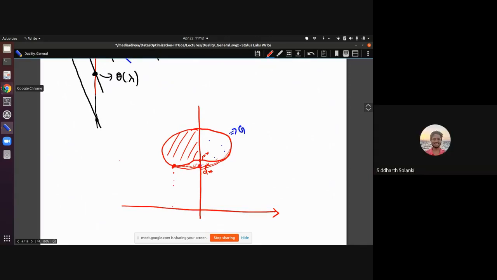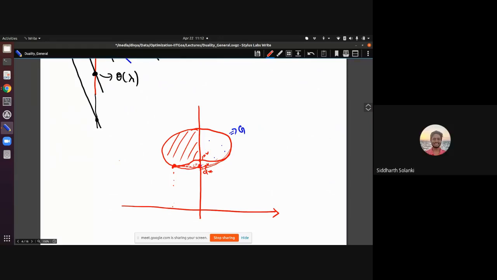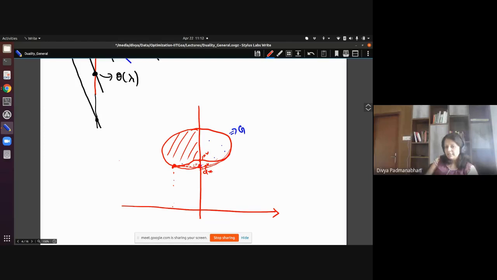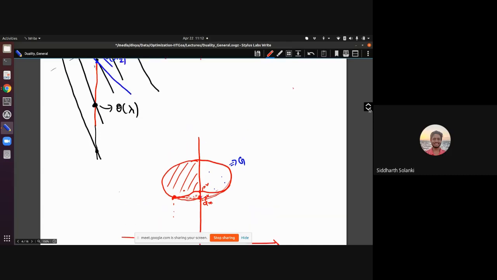Ma'am, D can lie anywhere in that part, the left side of the y-axis. So you mean this D star? No, ma'am, I was talking about the feasibility of D. D can lie anywhere in the left part of the y-axis in that shaded region. So you mean D can be something here? Yeah, D can be anywhere. I'm asking, if D can be anywhere there, and if that point is lower than... I could see the contradiction, but okay, I'll think.